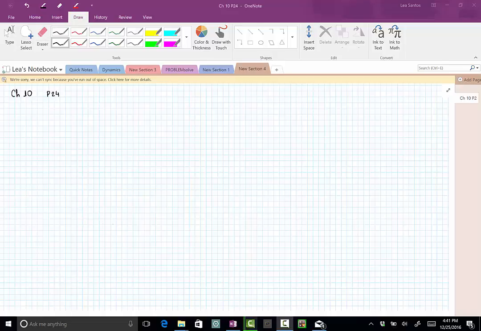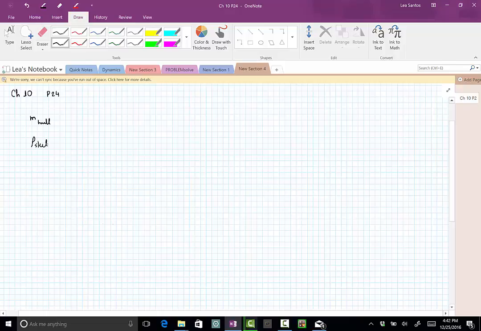This is problem 24 of chapter 10 of Giancoli 6th edition. The problem says that a crane lifts a steel hull, and they give us the mass of this steel hull. Since it's steel, we also know the density. I just need to go to a table to find it.